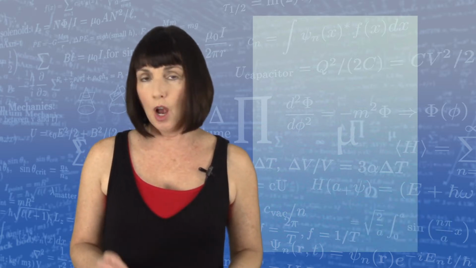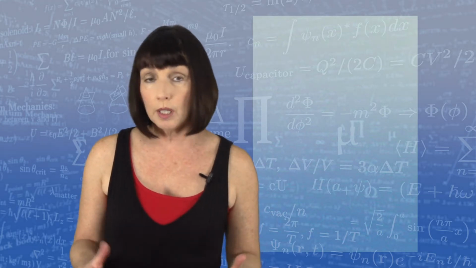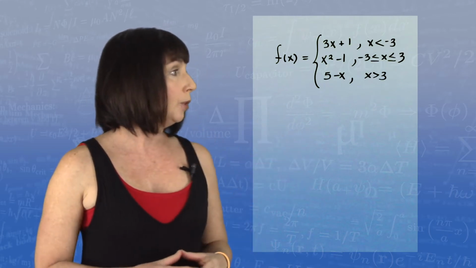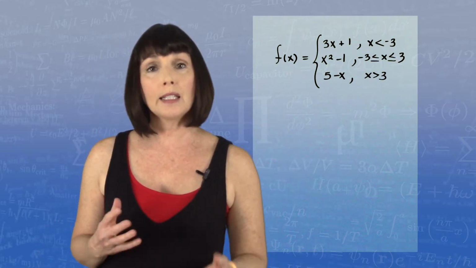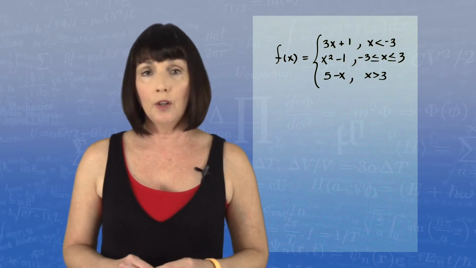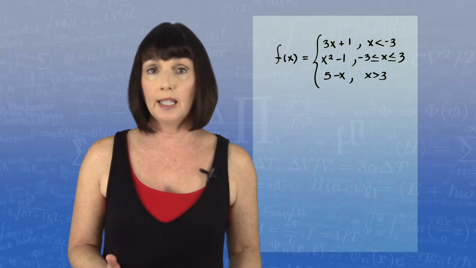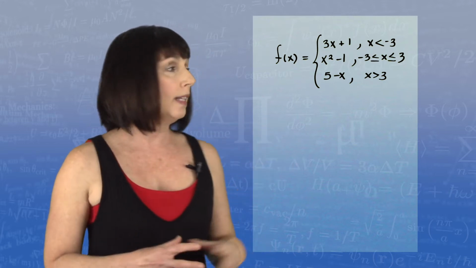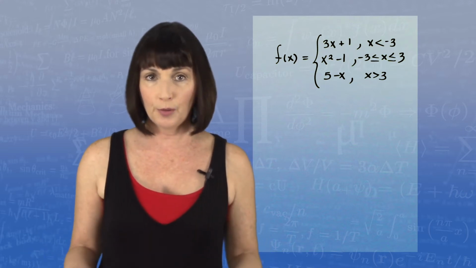Piecewise-defined functions are functions that are represented by different expressions or rules in different intervals. So for example, f of x is equal to 3x plus 1 for x less than negative 3. It's equal to x squared minus 1 for x greater than or equal to negative 3 and less than or equal to 3. And it's equal to 5 minus x for x greater than 3.